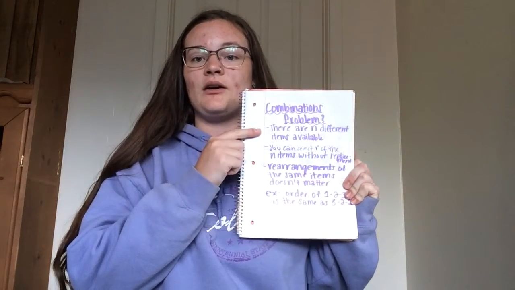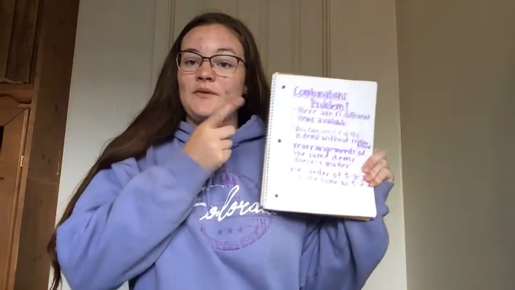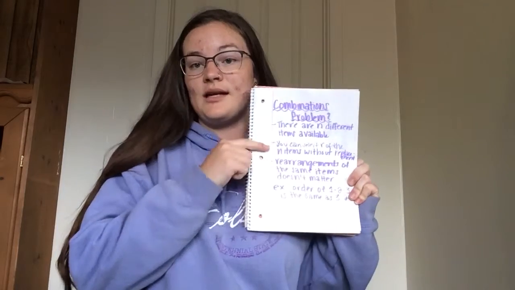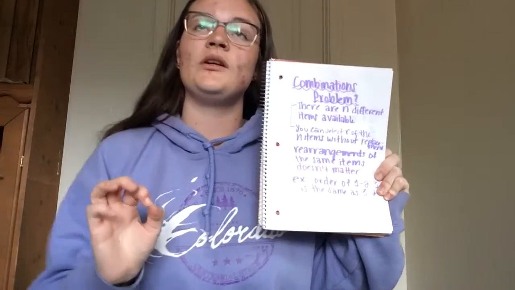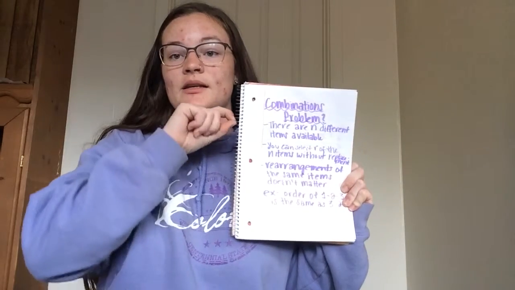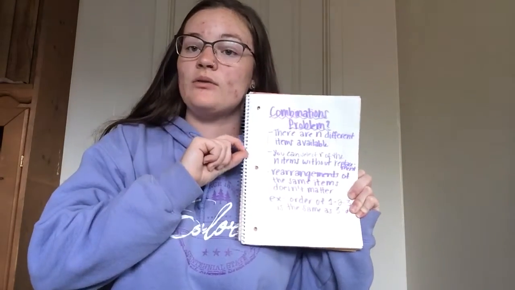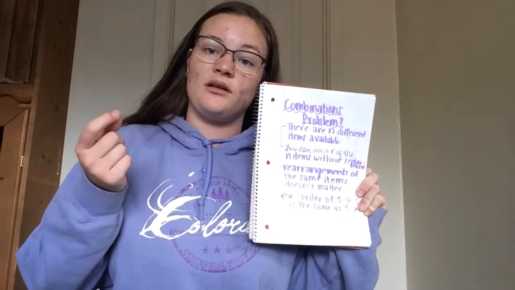So how do you tell if it's a combination versus a permutation problem? There are 3 simple ways to decipher whether it is a combination or a permutation problem. The first way is that there are n different items available as a set, and then you have to be able to take r out of n. So again, n is the whole number, and then you have to take r out of that whole number, so it's the number of slots that are available.